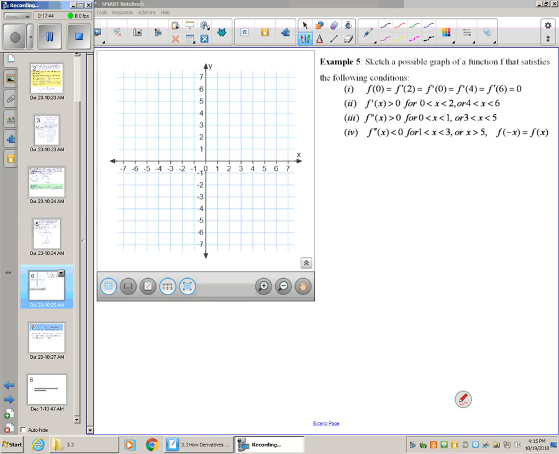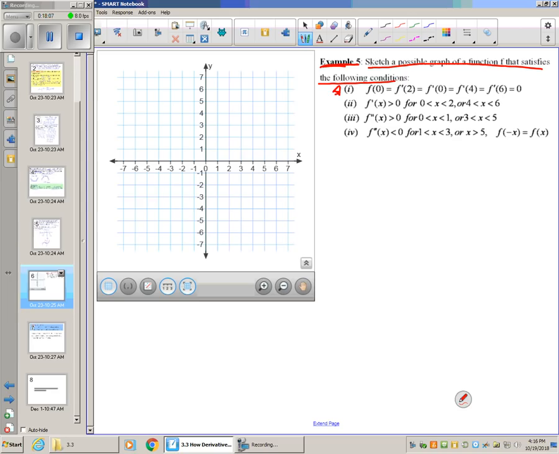Okay, let's do this really awesome example, example 5, that brings together all the stuff we talked about with concavity and inflection points and increasing and decreasing, max and min, everything to do with the first and second derivative. It says, sketch a possible graph of the function f that satisfies the following conditions. Obviously, the answers can vary, but let's come up with one together.